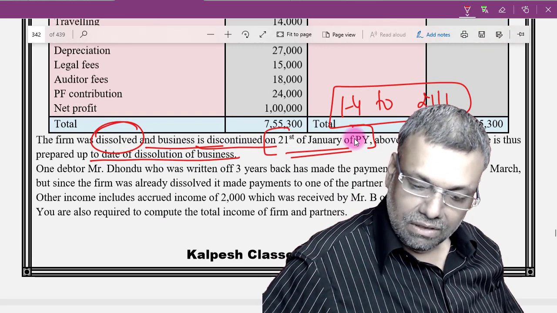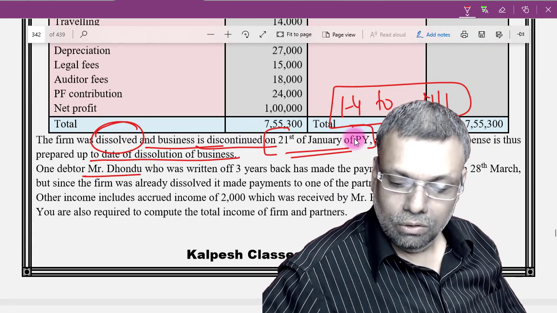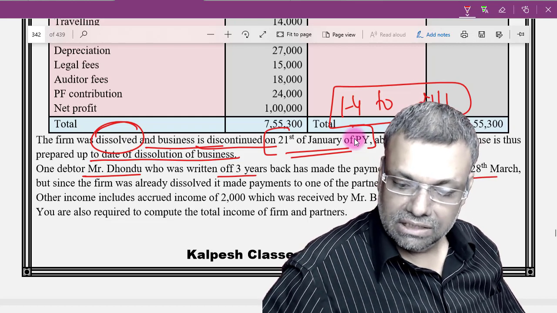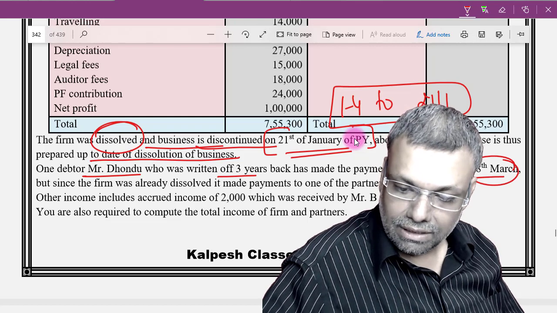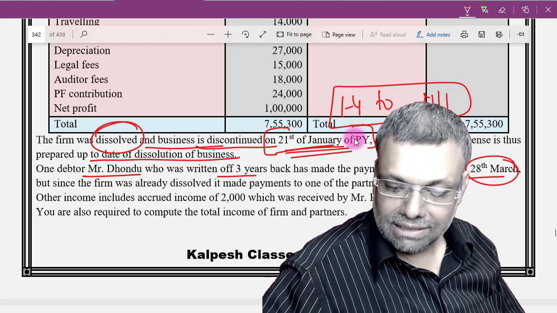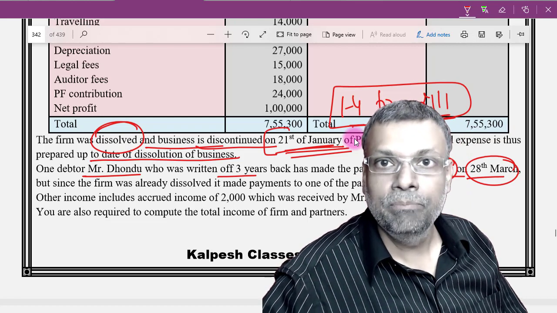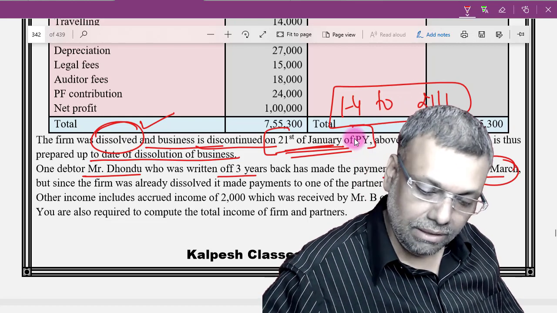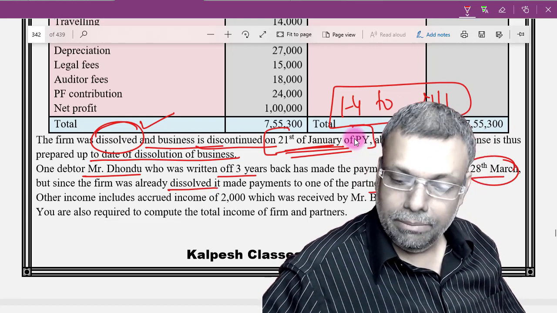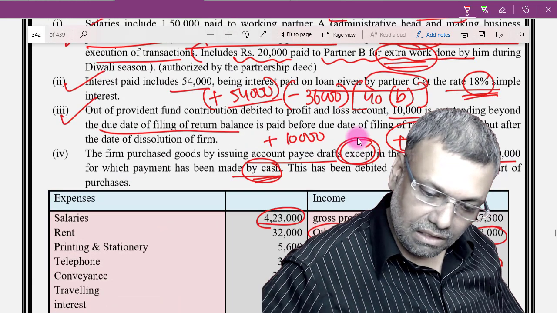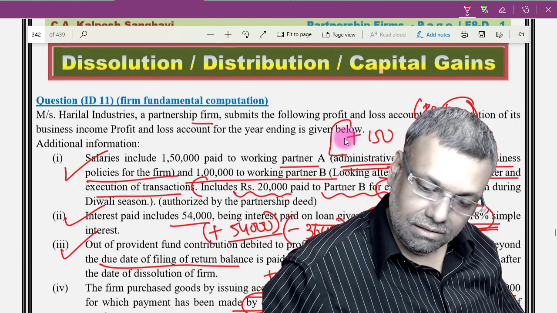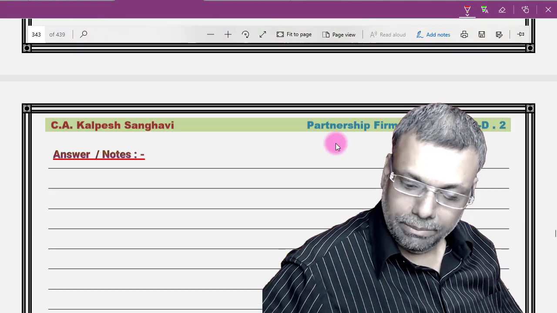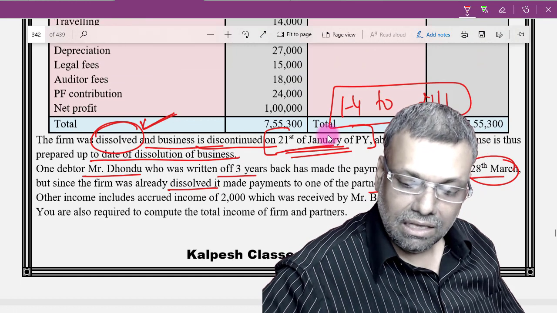Now one of the debtors, Mr. Dhondu, who was written off 3 years back, has made a payment of 12,600 on 20th March. 20th March is after 21st of January. That means this transaction of 12,600 is done after the dissolution of the firm. And that becomes the beauty of this particular question. The firm was already dissolved, so it made payment to one of the partners, Mr. A. Working partner or not hardly matters, but he is one of the partners to whom the payment is made. So this is a transaction which is done after the dissolution.